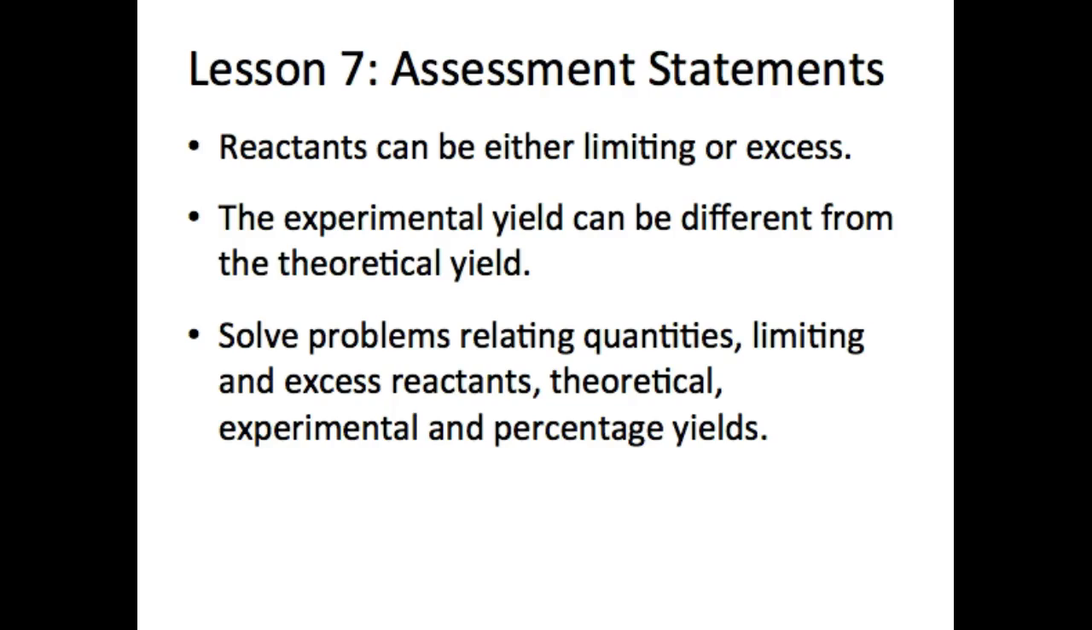So at the end of this video, what you want to be able to understand is that reactants can be either limiting or excess. The experimental yield is going to be different from the theoretical yield. Remember that the value for theoretical yield is going to be in grams. You want to be able to solve problems that involve limiting and excess reagent, and understand how to calculate theoretical and percent yields.